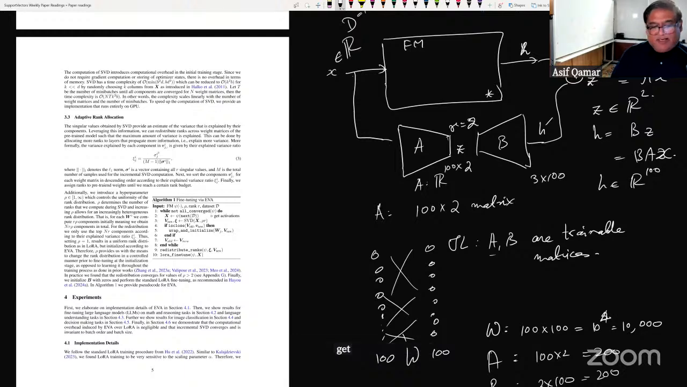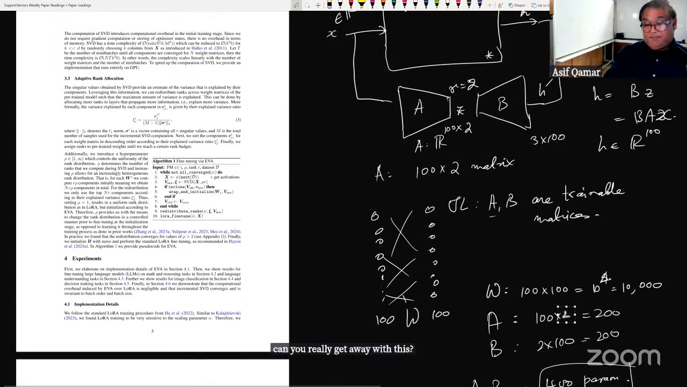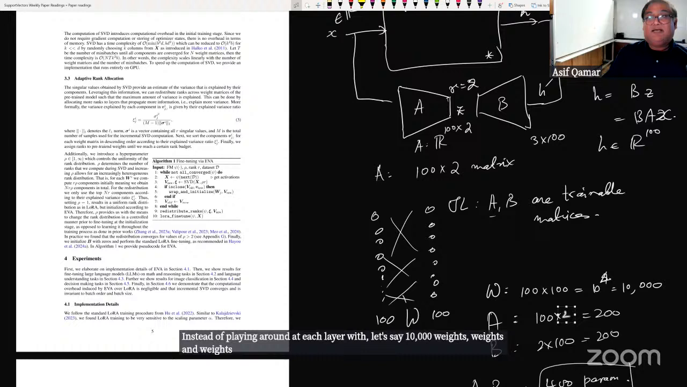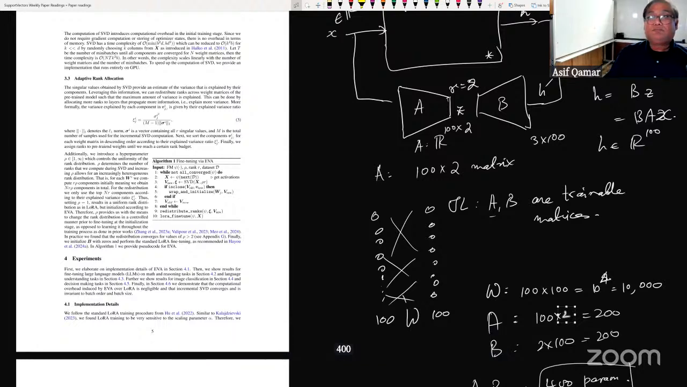But then you might say, wait a minute, this looks like cheating. Can you really get away with this? If I'm fine-tuning a massive model, instead of playing around at each layer with, let's say, 10,000 weights that I have to update, I'm just updating 400 weights. Why would I get away with it? And the answer to that is very interesting, actually.